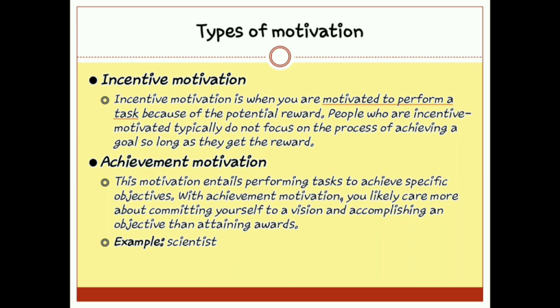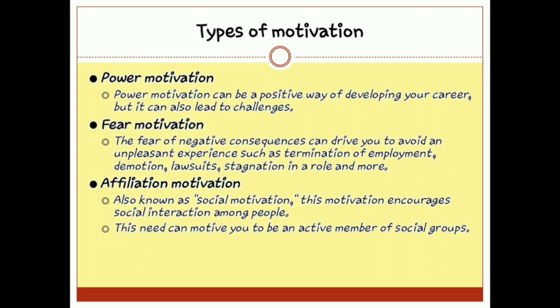Next one is achievement motivation. This motivation entails performing tasks to achieve specific objectives. With achievement motivation, you are likely to care more about committing yourself to the vision of the organization and accomplishing an objective than attaining awards. For example, we can take a scientist. Next one is power motivation. Power motivation can be a positive way of developing your career, but it can also lead to challenges in the organization.